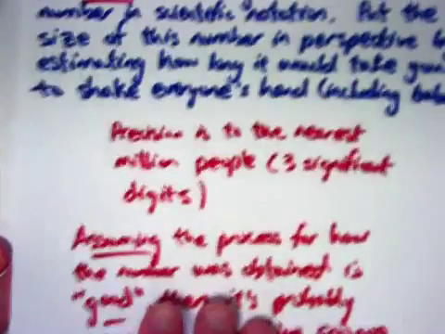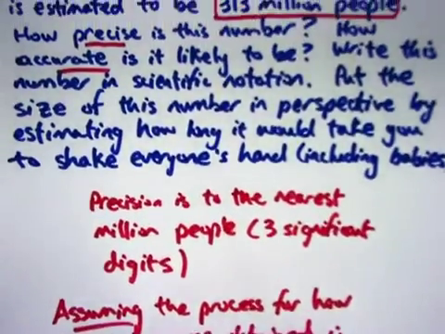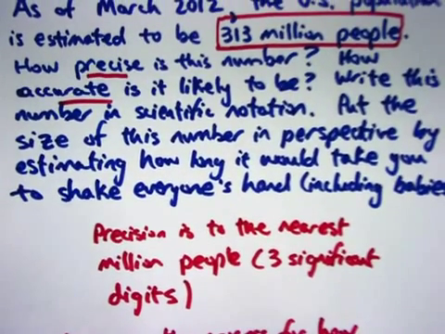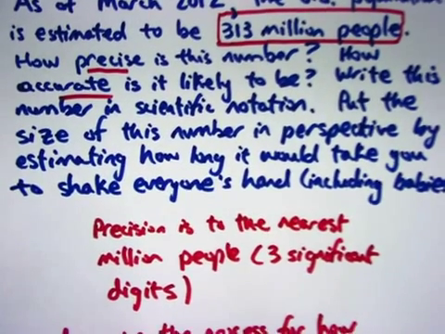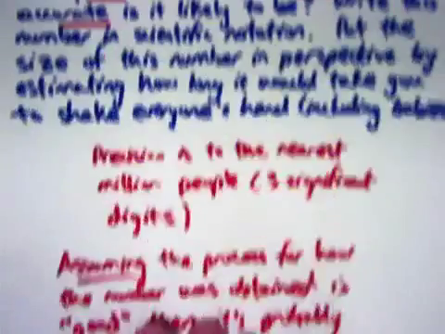I'm going to go over the two examples I went over in the first couple videos. This one is about U.S. population being 313 million people. How precise is it? How accurate? Write in scientific notation and put it in perspective.